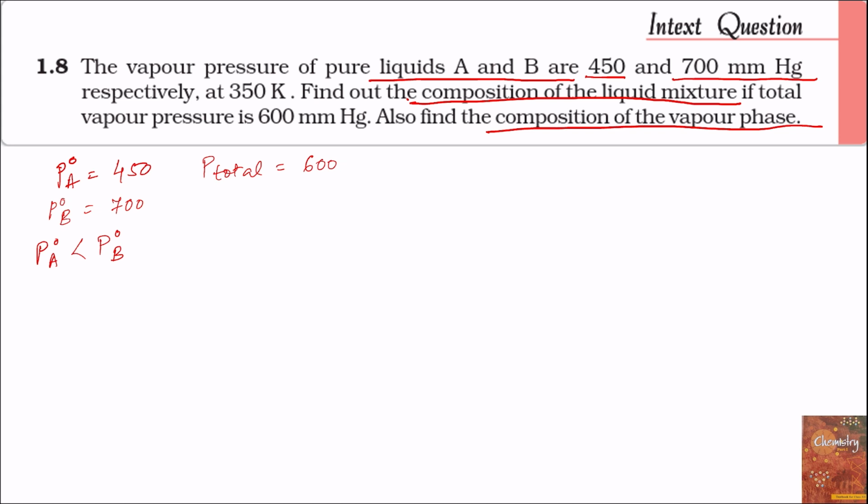Now applying the formula, total vapor pressure is equal to vapor pressure of A, the one with lower value of vapor pressure, plus vapor pressure of B minus vapor pressure of A multiplied by mole fraction of B. Now this equation is already derived in previous topics.